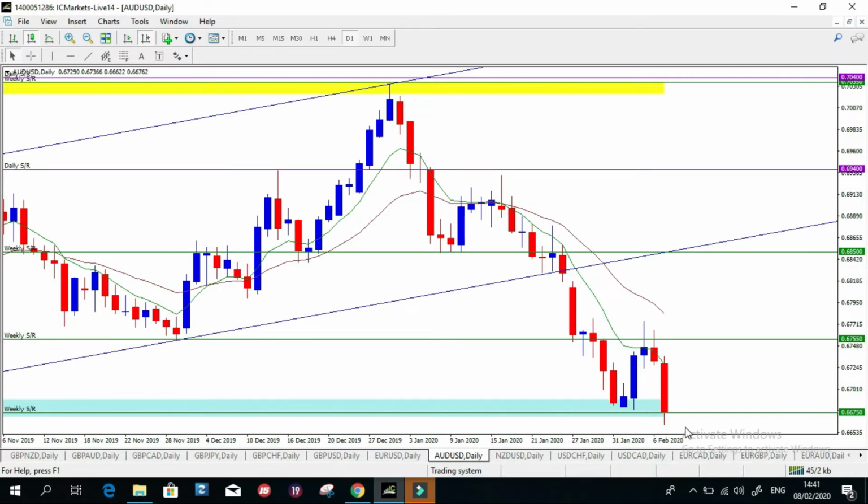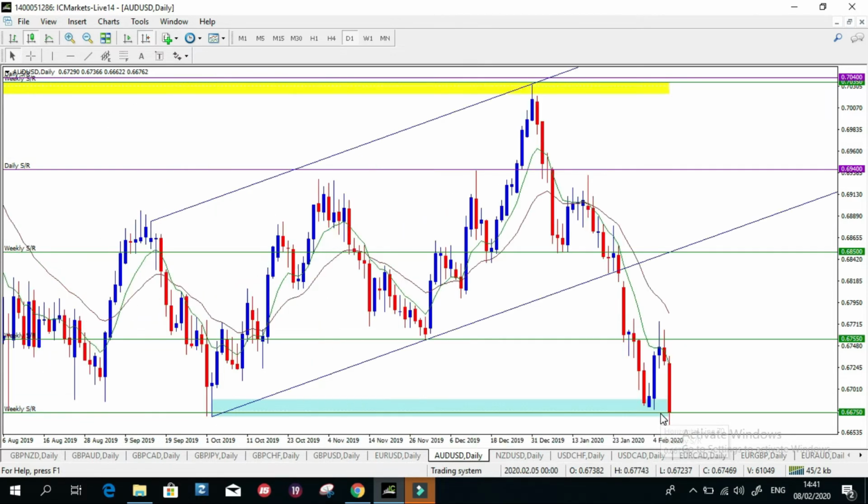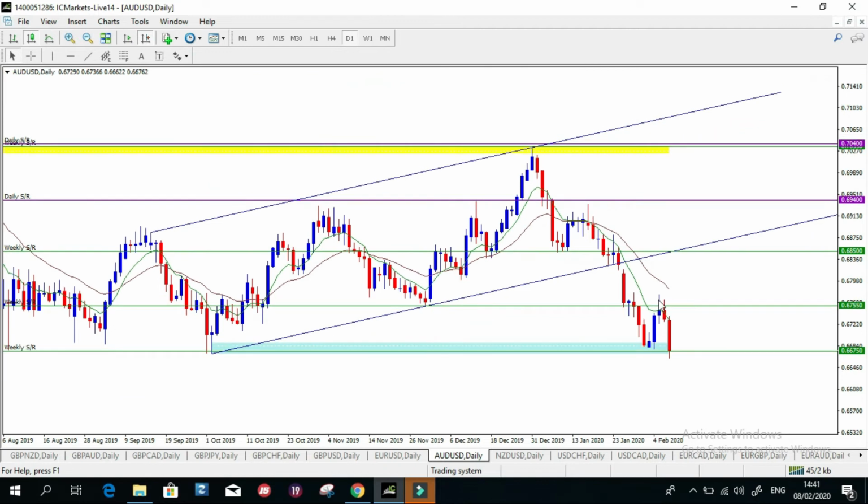Now for the next week, if we got a break lower through the support area, then I will want to see a daily close beyond this level and then a slow pullback to 0.6675. Then look to short this market after a price action signal. So we need a close beyond this level and then a slow pullback to avoid any fast false breaks for this weekly support area.